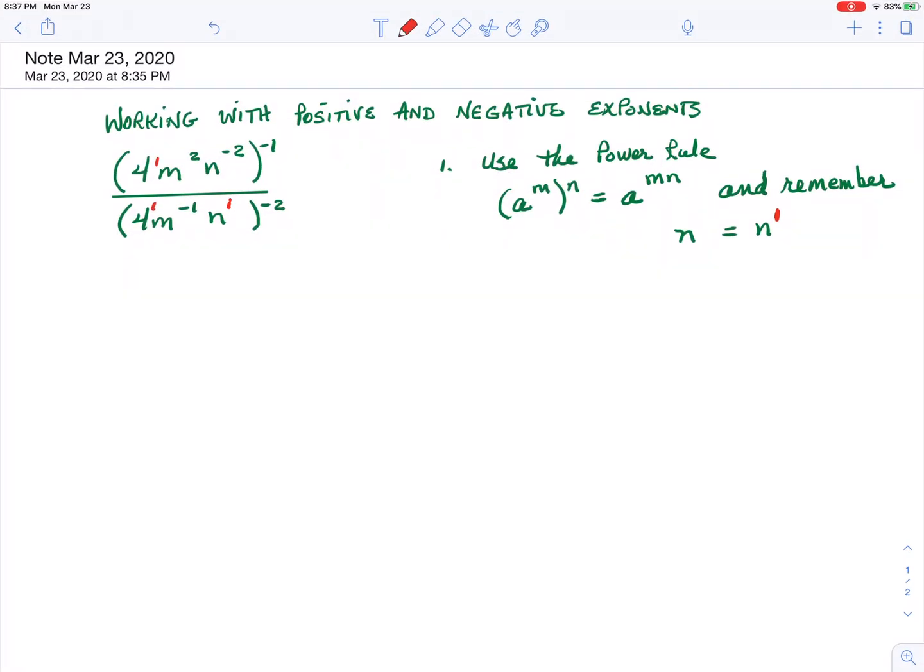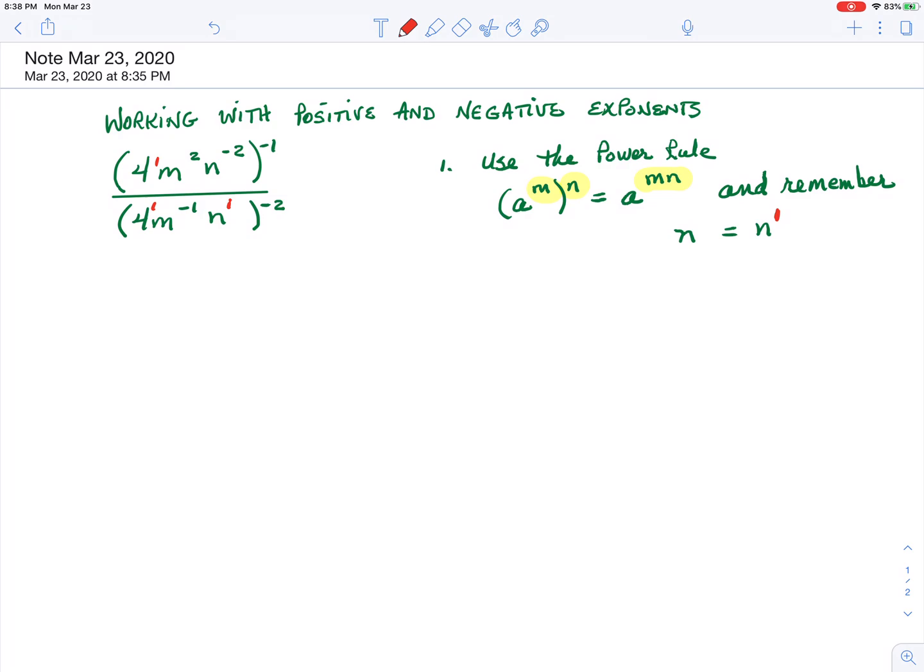Hello, this is a problem one of my students sent me from Chapter 5 on exponents, positive and negative exponents. And the first thing I would like to do with this one is to use the power rule, which says if you have some base raised to a power inside parentheses and there's another power on the outside of the parentheses, that you want to multiply those exponents together.